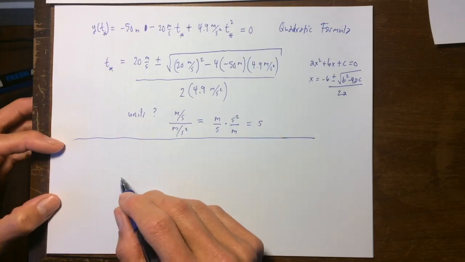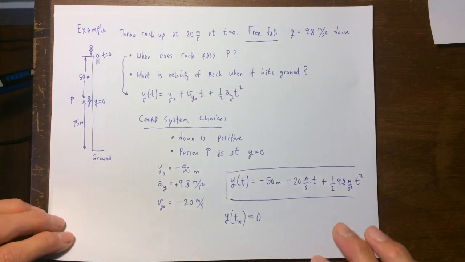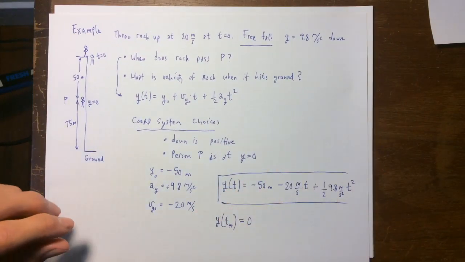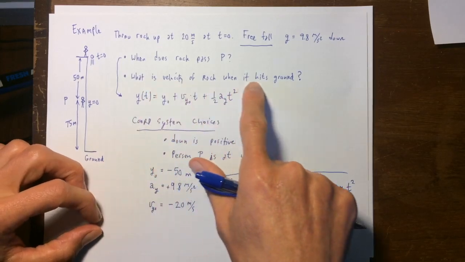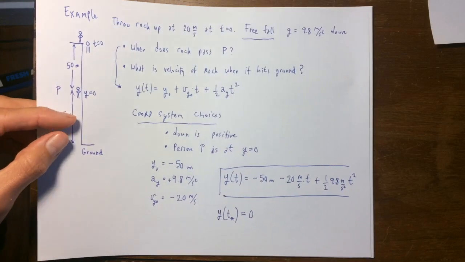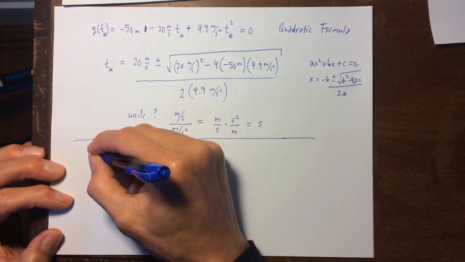So continuing into the second, I probably was just pointing at a bunch of stuff that you couldn't see off the screen. So the second question is, what is the velocity of the rock when it hits the ground down here? So what is the velocity of the rock when it hits the ground?